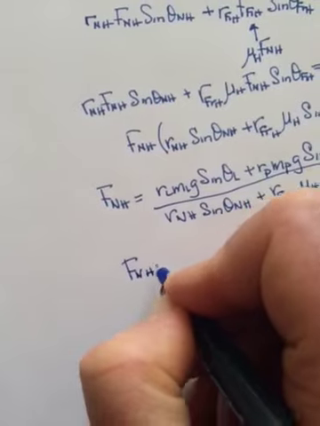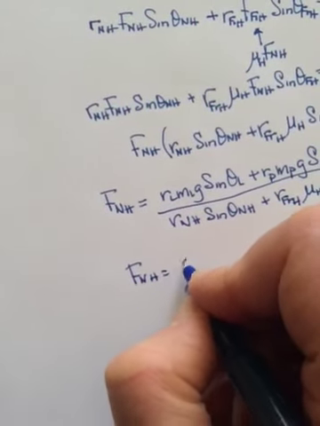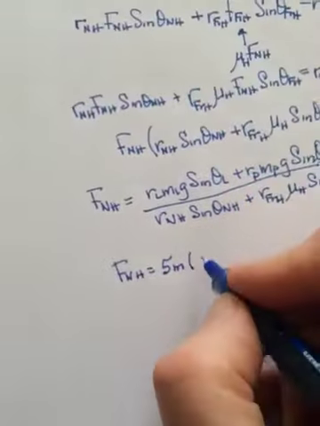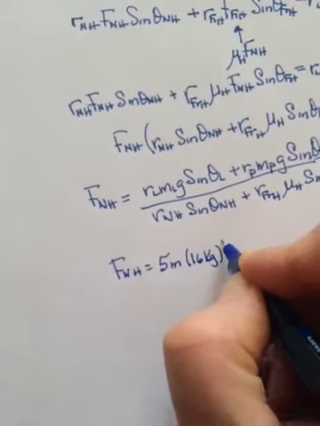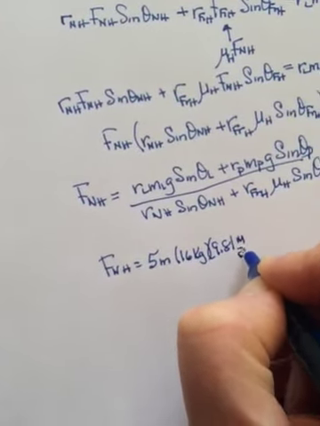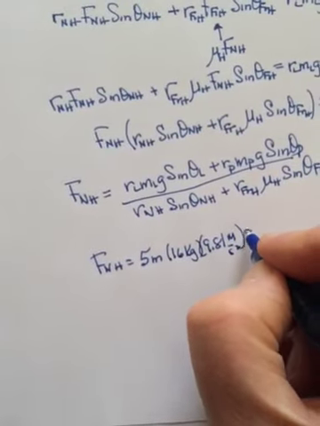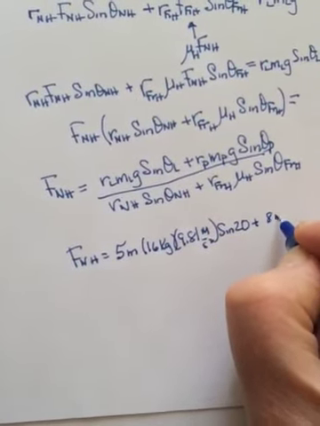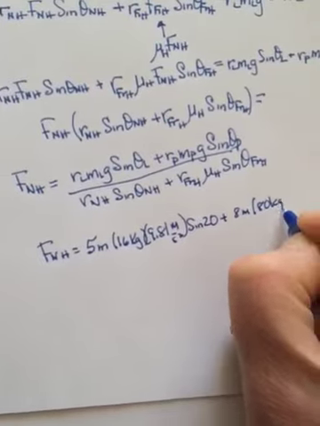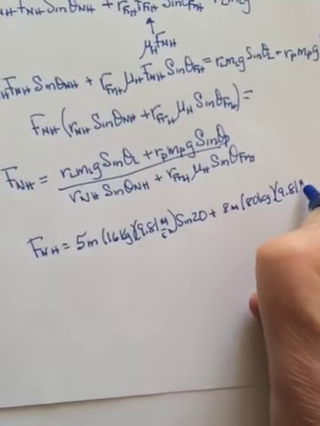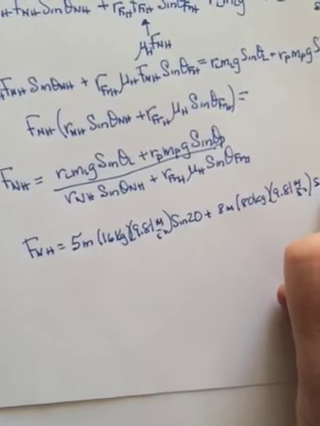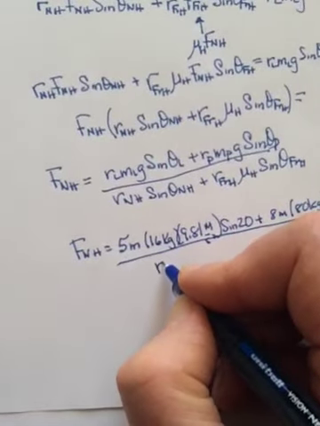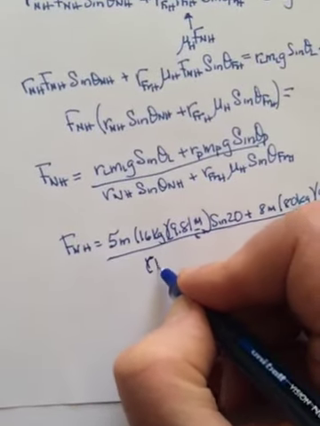So F normal of the house. R of the ladder, it said it was 10 meters long and uniform, so 5 meters. The ladder's mass was 16 kilograms times 9.81 meters per second squared. The angle for the ladder, 20 degrees, because the angle at the bottom was 70. Plus R of the person, 8 meters we had decided, 80 kilograms, 9.81 meters per second squared, and the angle also 20, divided by R normal of the house, the full length of the ladder, 10 meters.